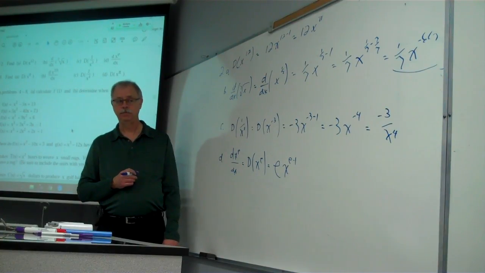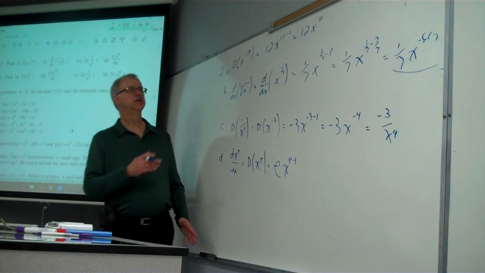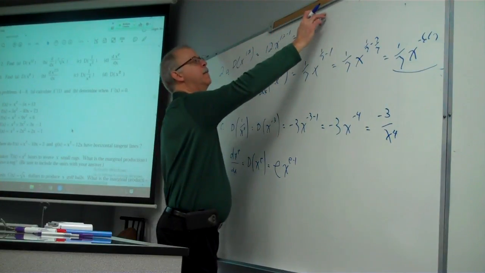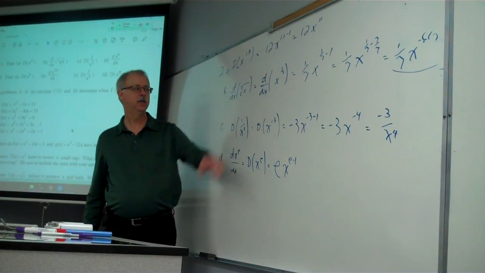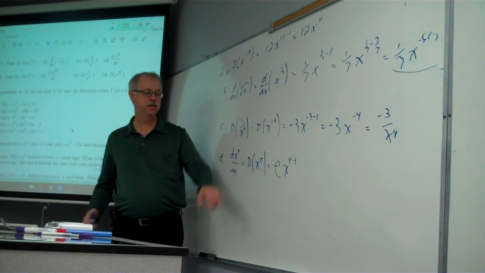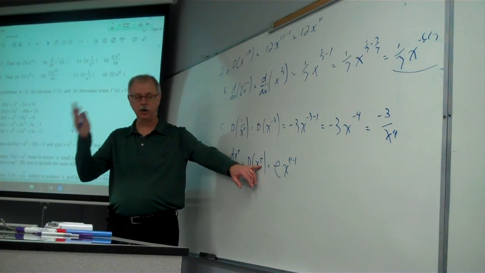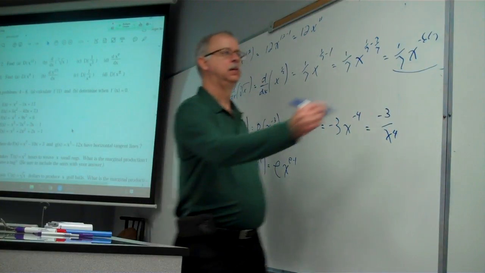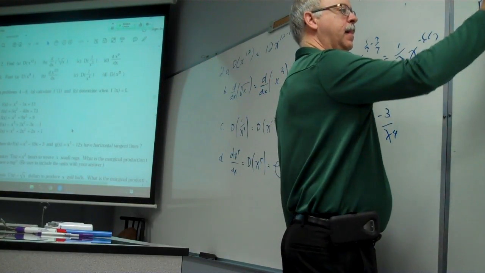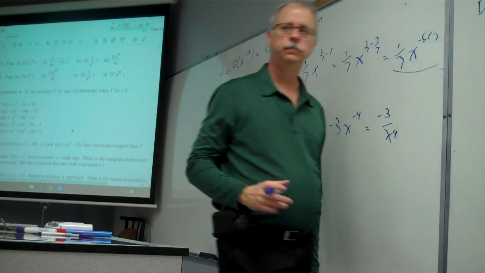And we would just leave it that way. So the power doesn't have to be an integer. It can be a fraction. It doesn't have to be positive. It can be negative. It doesn't even have to be an integer or a fraction. It could be some strange number. As long as it's x to a power, the derivative of x to a power is always the power times x to the power minus 1.